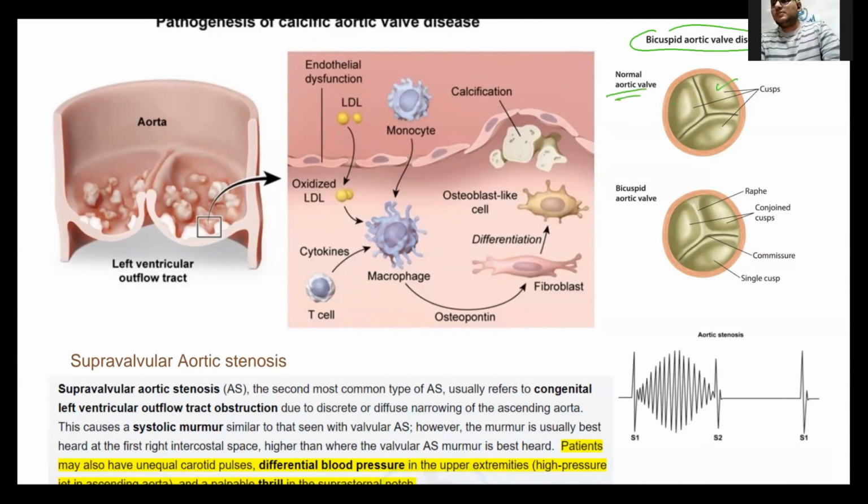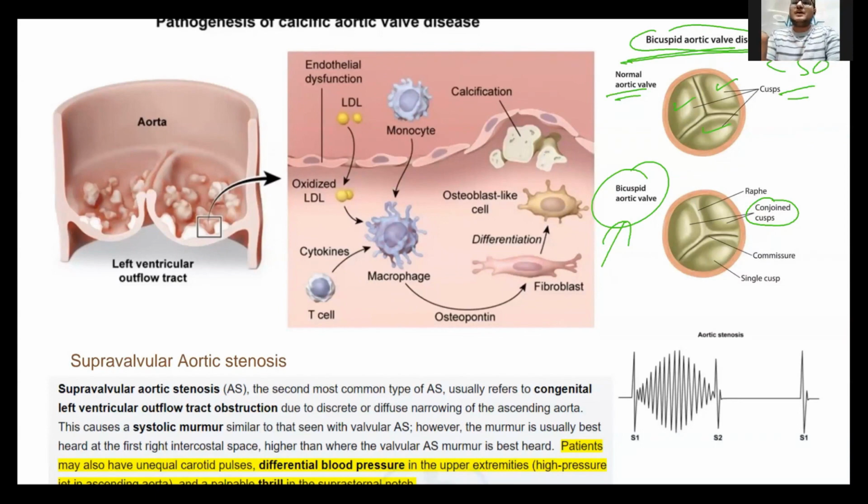You can see it is cusp, this is cusp, this is cusp. But this is bicuspid aortic valve. You can see the upper two are having conjoined cusps. They are attached like this. This is called bicuspid aortic valve. And most important, less than 50. Okay, so what is the calcified aortic valve? It is most common in US.